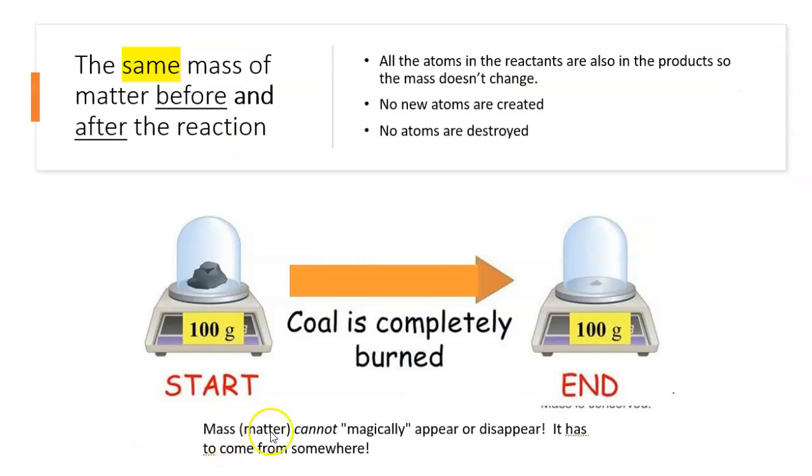So remember, matter cannot magically disappear or appear. It has to come from somewhere. So the mass, or the amount of matter that you have before a chemical reaction happens and after the chemical reaction happens, is actually going to be the same. The reason it's the same is because all of the atoms that we started with on the reactant side are going to be the same amount of atoms on the product side. No new atoms are created. No new atoms are destroyed. However, we might have a brand new substance where the atoms just rearranged with each other.